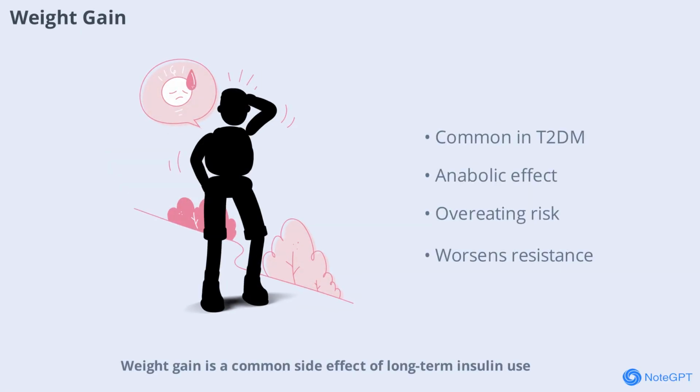Weight gain is a common side effect of long-term insulin use, especially in patients with type 1 diabetes. This occurs due to insulin's anabolic effects and the tendency for hypoglycemia-driven overeating. Managing weight is an important consideration when initiating or adjusting insulin therapy, as excess weight can worsen insulin resistance.